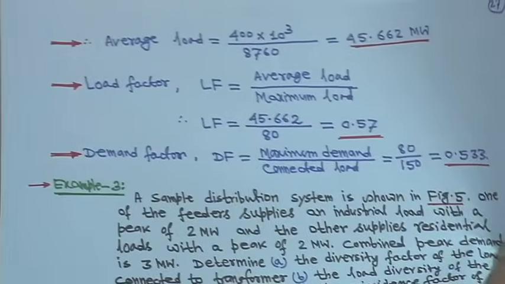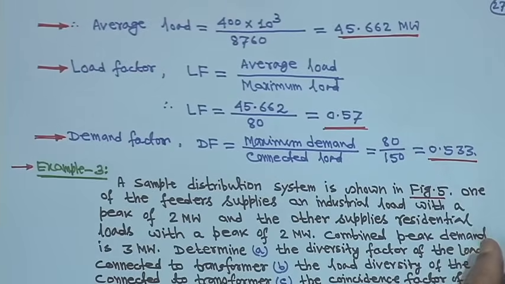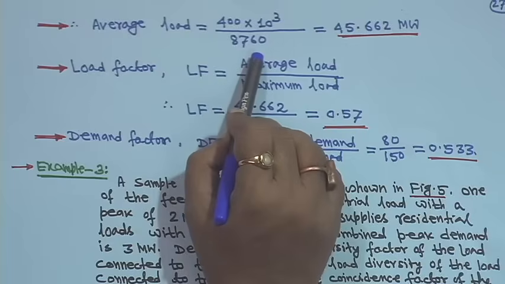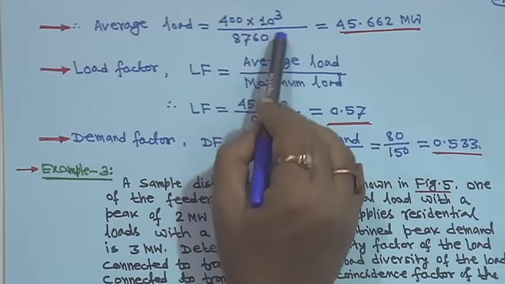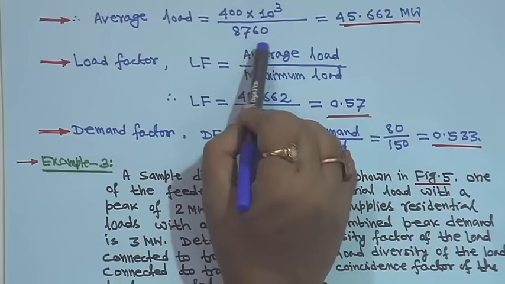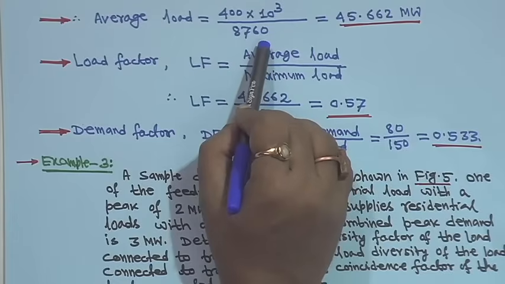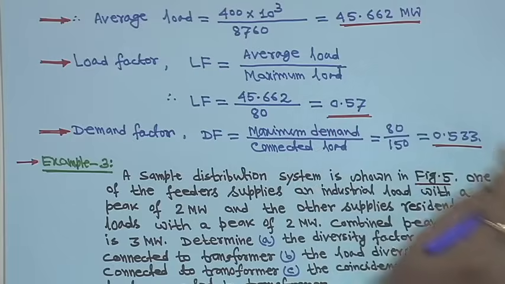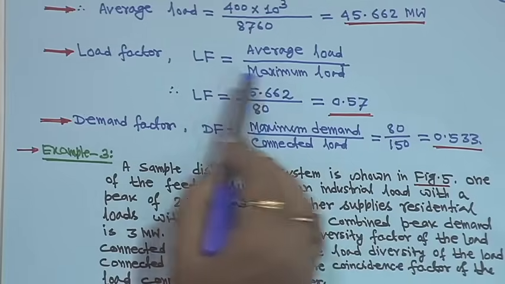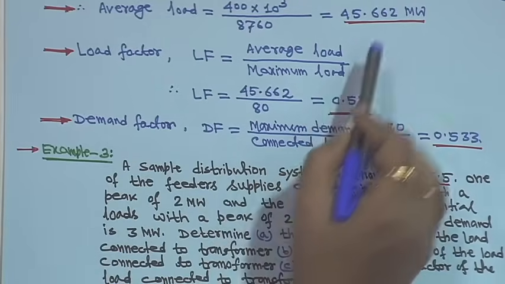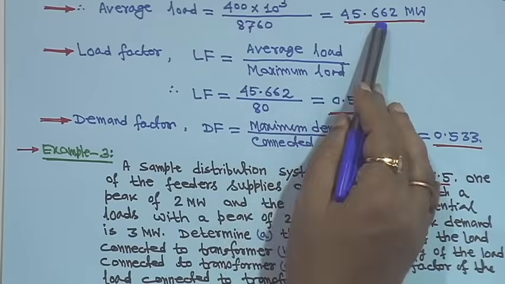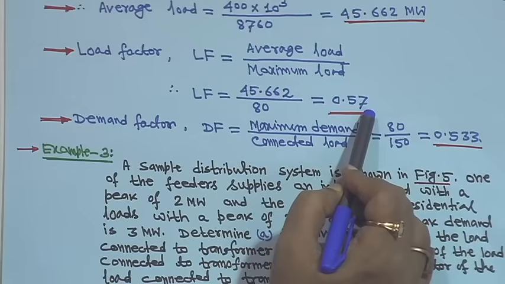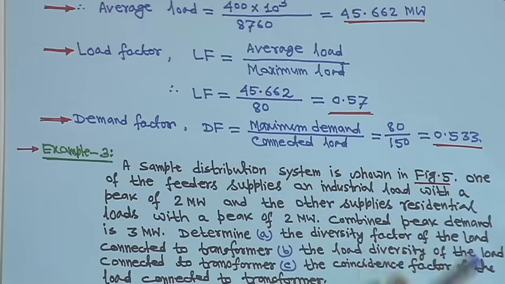Therefore, the average load you can find is the annual energy generated divided by the total number of hours. So, it is 400 into 10 to the power 3 divided by T equal to 8760, which is 45.662 megawatt. And load factor LF is equal to average load by maximum load. So, average load is 45.662 megawatt and maximum is 80. So, load factor is 0.57.